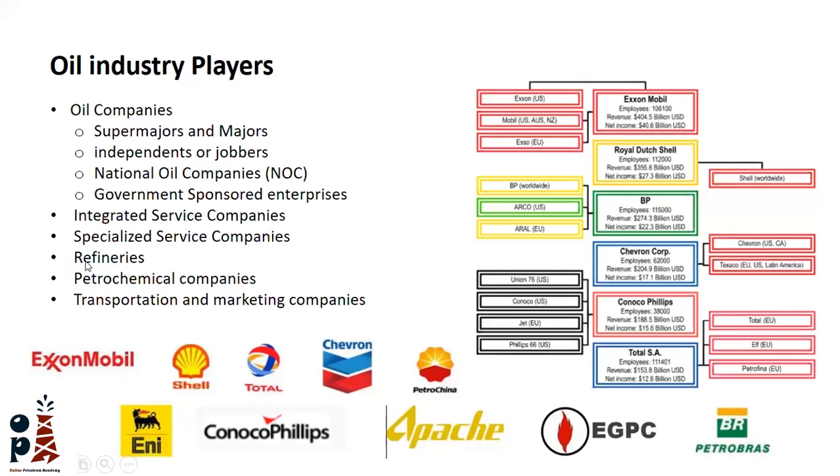Another type of player in the oil industry are refineries, which produce the final product. We also have petrochemical companies that use oil as raw material to manufacture plastics. Then we have transportation and marketing companies. So all these players are running business in the oil industry.